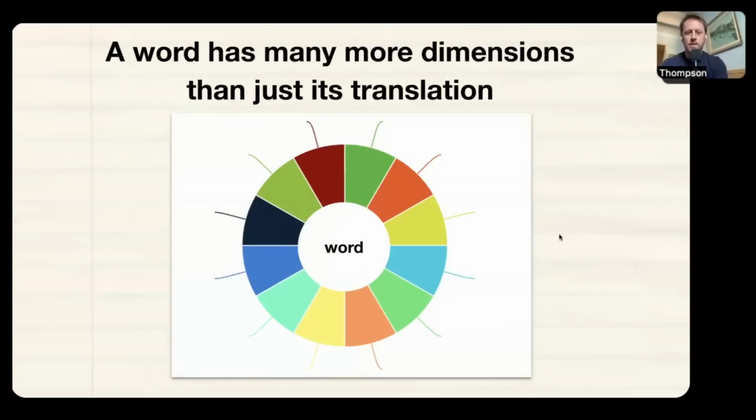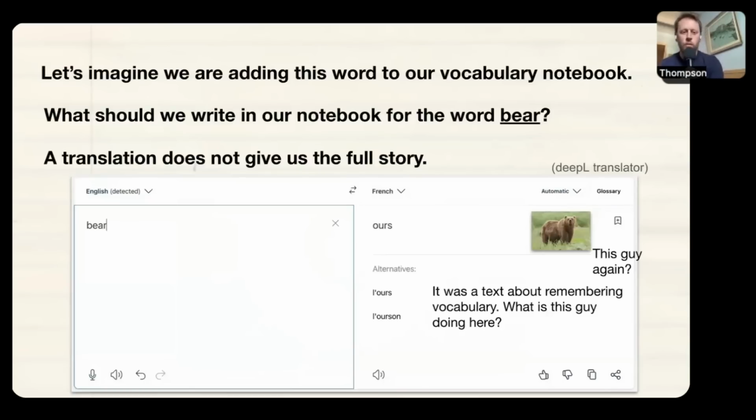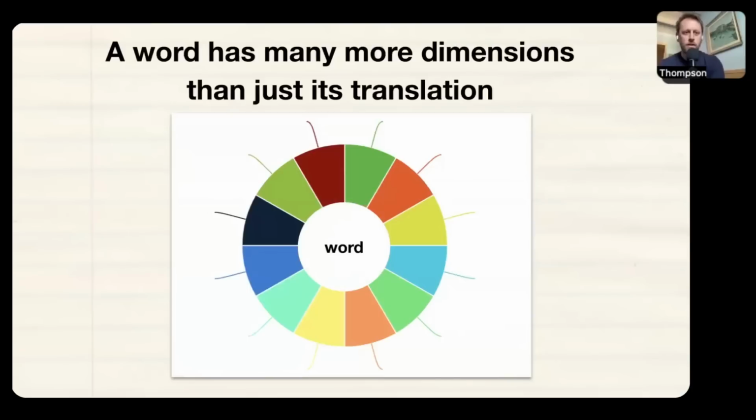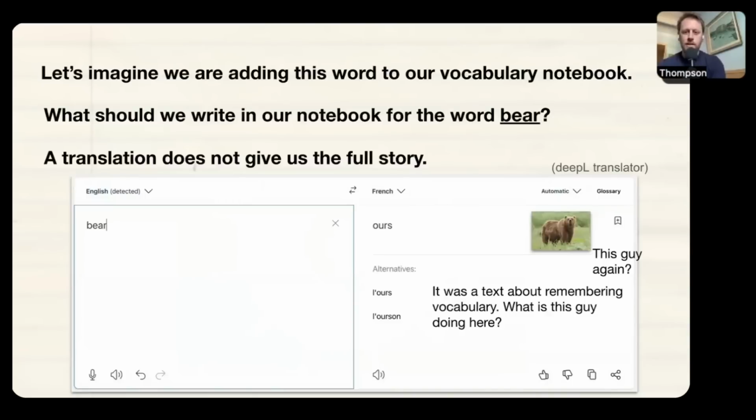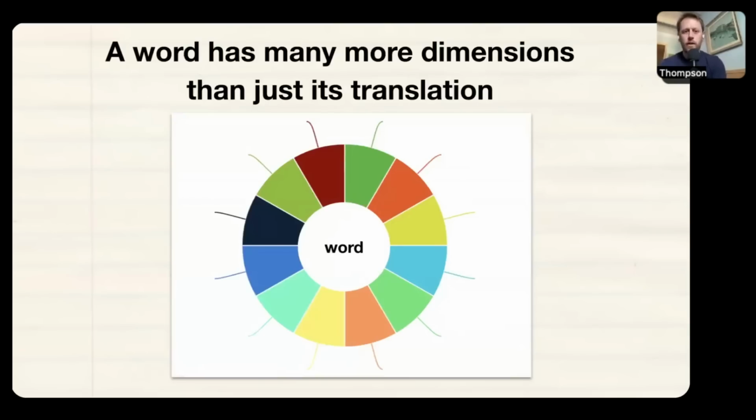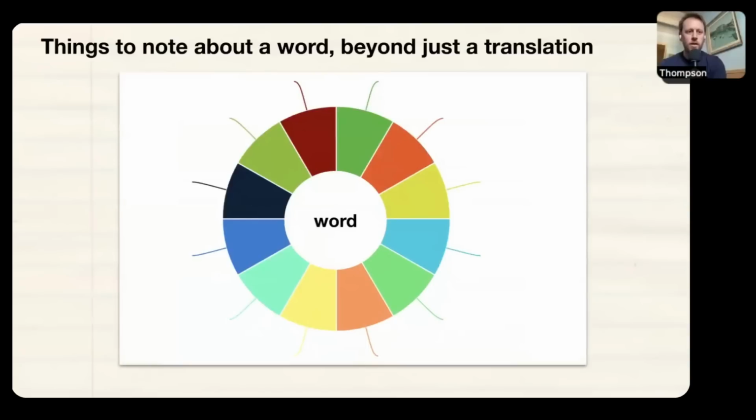Anyway, so the point is that a translation isn't the right way to go about this, because a word has many more dimensions than just its translation. You can see how you'd be led in the wrong direction just by relying on translations. So here are the different dimensions of a word, right? Here are things that you can note about a word beyond just its translation.